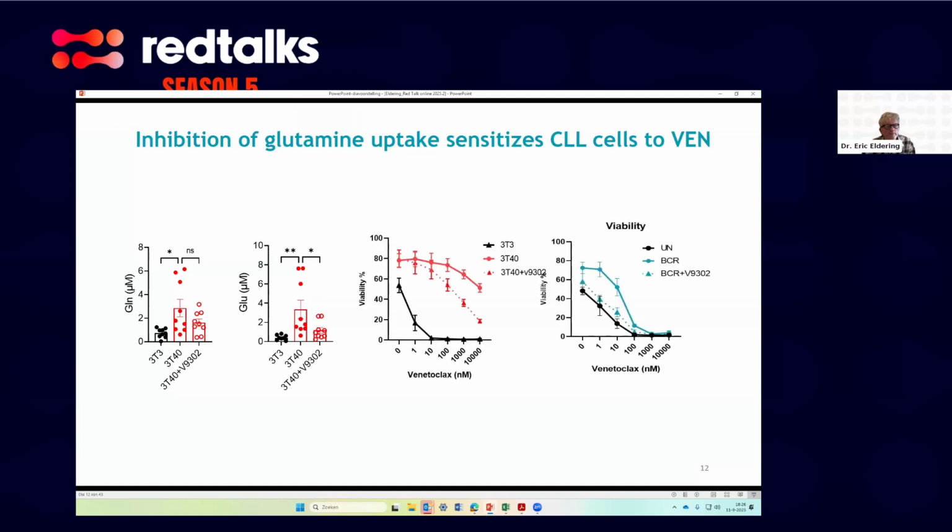I've said in the beginning that CLL cells are highly sensitive to venetoclax, which has been used in the clinic. And this is depicted here in the middle with the black lines. So nanomolar concentrations already after 24 hours strongly reduce viability of the CLL cells.